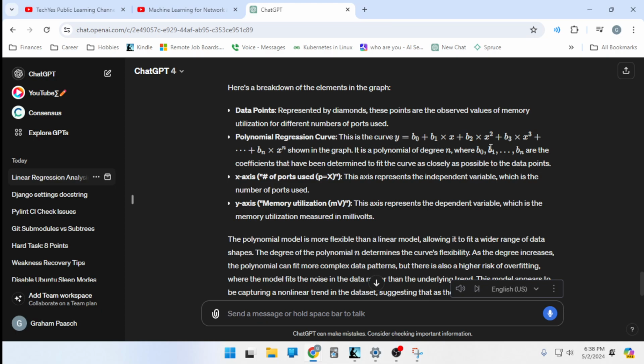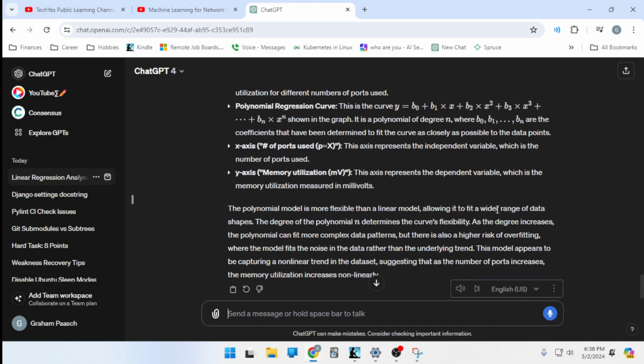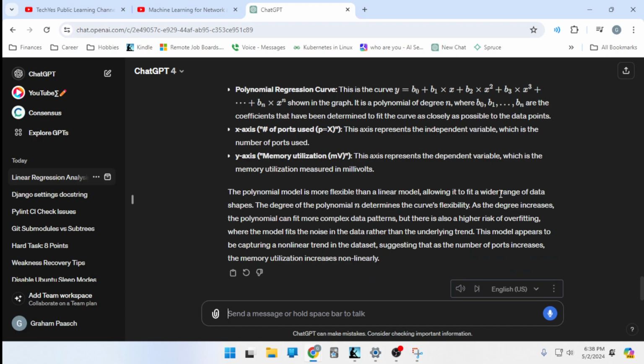Y-axis, memory utilization, MB. This axis represents the dependent variable, which is memory utilization measured in millivolts. The polynomial model is more flexible than a linear model, allowing it to fit a wider range of data shapes. The degree of the polynomial N determines the curve's flexibility. As the degree increases, the polynomial can fit more complex data patterns, but there's also a high risk of overfitting, where the model fits the noise in the data rather than the underlying trend.